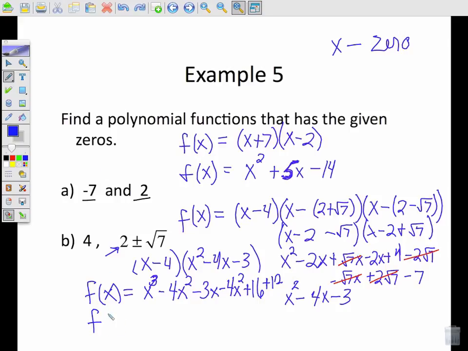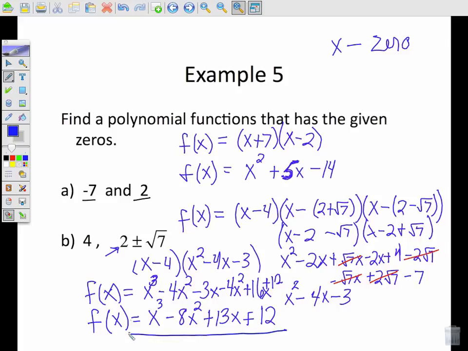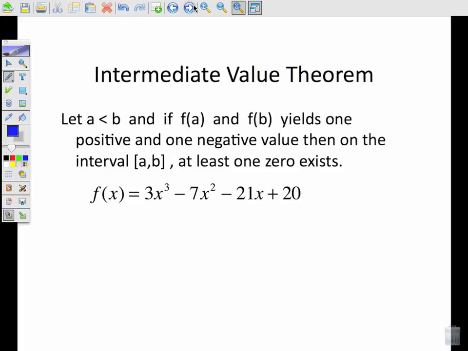And final step, add all of our like terms together. This is going to be our final answer. F of x equals x to the third minus 8x squared, negative 3x and the 16 is plus 13x, and plus 12. All right, there's your polynomial. Make sure that you write with the polynomial function the term f of x equals, but that's your final answer.